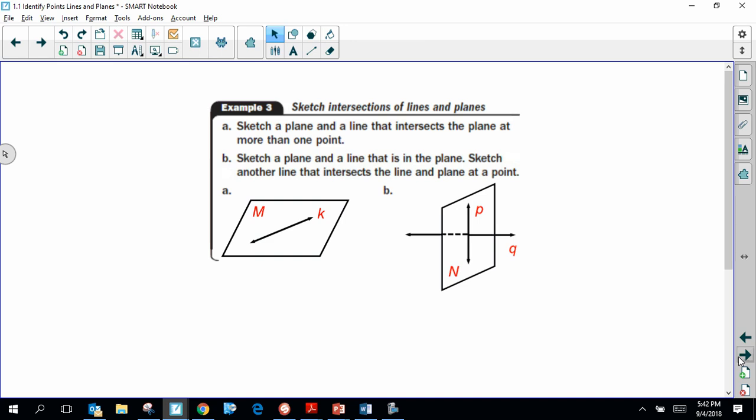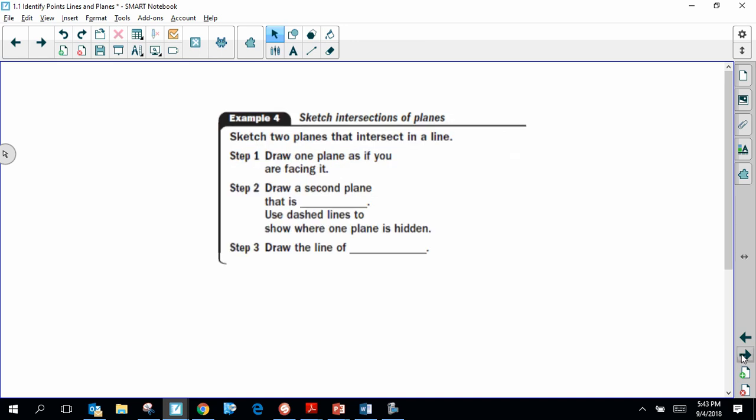It's intersecting that plane everywhere. But then we have another line that's intersecting the given line at a single point. And that's kind of what line Q is doing to line P. So that's kind of what that one is supposed to look like. It doesn't have to be in that orientation, just with that basic information.